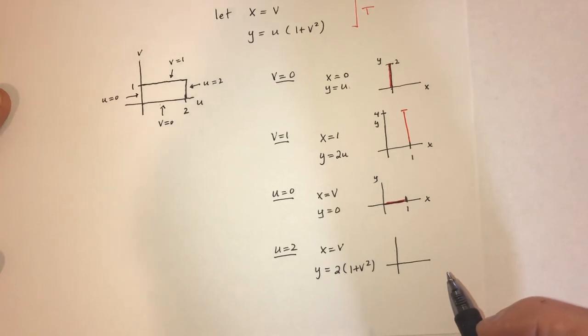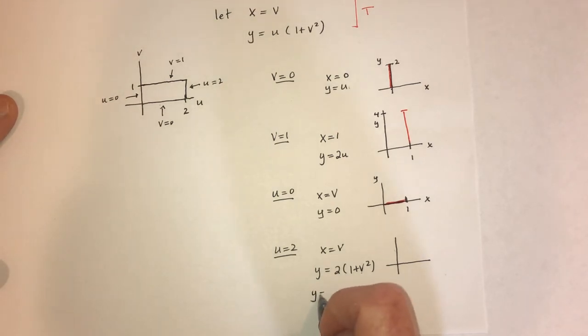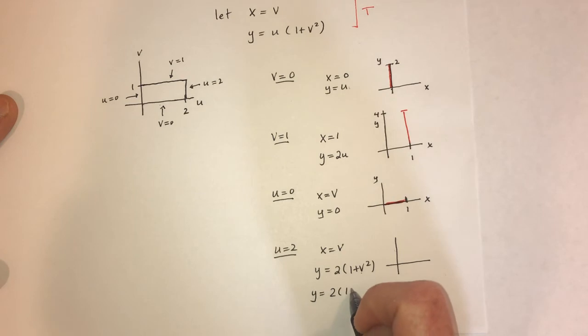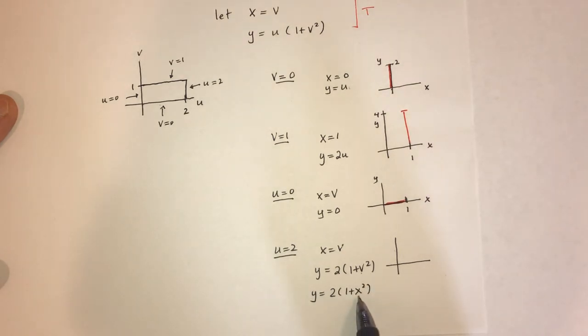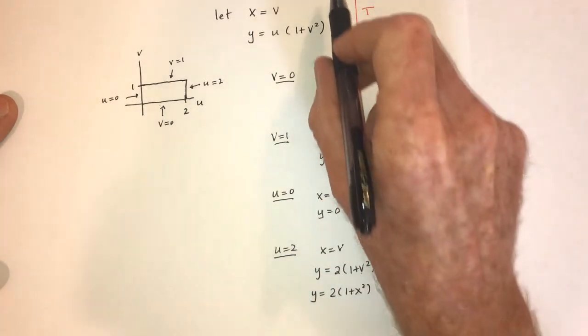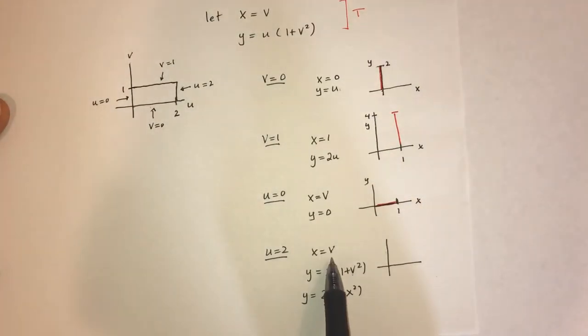So then, in order to see what this looks like, because x equals v, I could just plug that in right here. So in other words, y equals 2 times 1 plus x squared. And that's a parabola. And the v ranges between 0 and 1. So that means this v, or this x, ranges from 0 to 1.